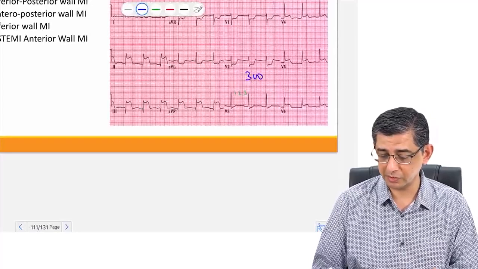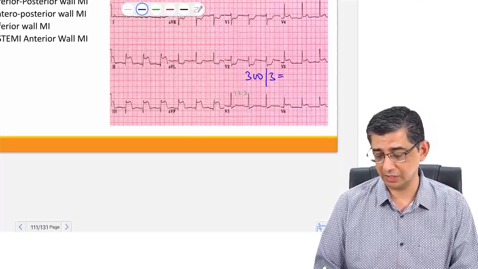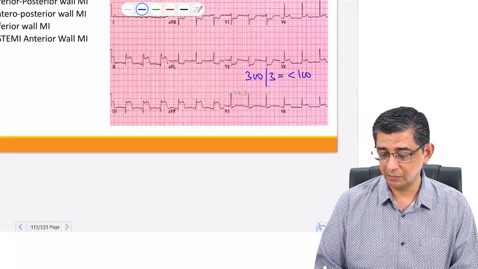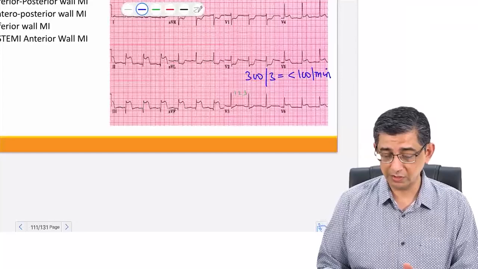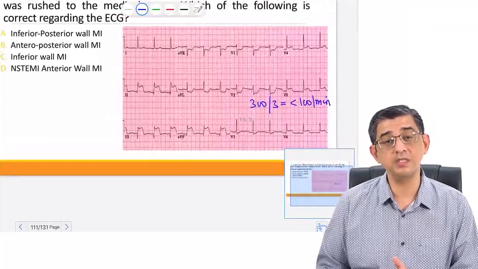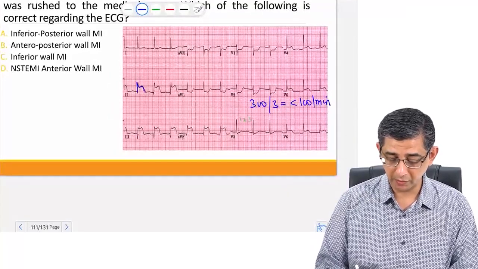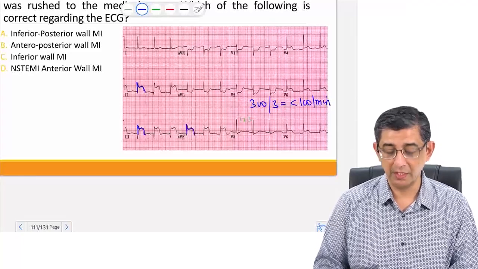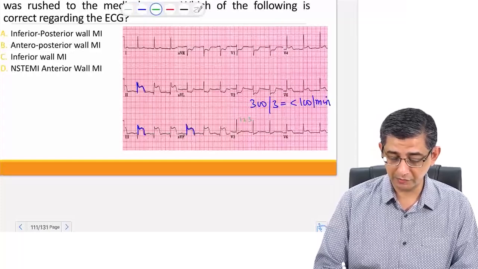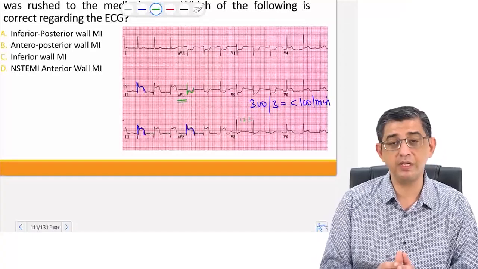So the heart rate of this person would be 300 divided by 3. It's a little more than 3 actually, but for calculation purposes, mathematically the value will turn out to be less than 100 per minute. What you can see is a very characteristic ST segment elevation in lead 2. It is found also in lead 3 and lead AVF, and there is a reciprocal ST segment depression present in lead AVL.